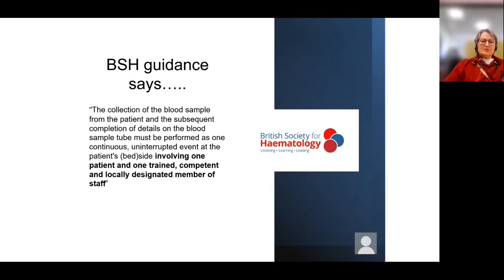So BSH, the British Society for Haematology, do have some guidance about blood sampling, and it's very clear. It says we should have one patient, one competent member of staff, and the sampling performed as one continuous, uninterrupted event. And I'm sure you're thinking, if only that were possible in your busy areas, but that is what the guidance does say.